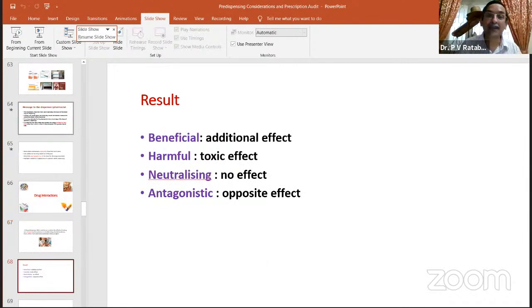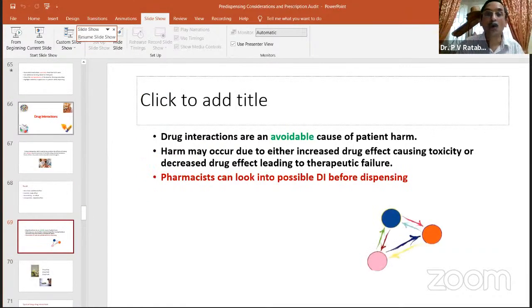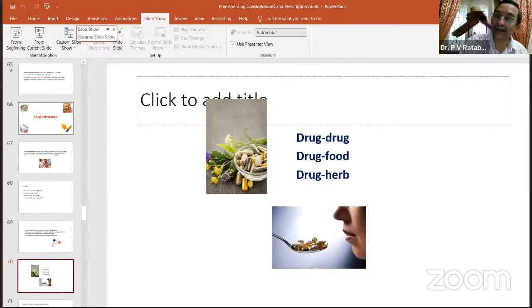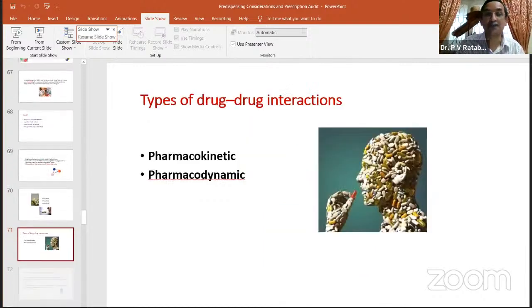So it can be beneficial, it can be harmful, it can neutralize the effect, like betahistine and synergism that I've said, and it can be an opposite effect. So two drugs may not be beneficial at all times. They can be harmful, they can have no effect, and they can actually have a contradictory effect. So drug interactions are an avoidable cause of patient harm, and pharmacists can look into possible drug interactions before dispensing. So there can be drug-drug interactions, drug-food interactions, and drug-herb interactions.